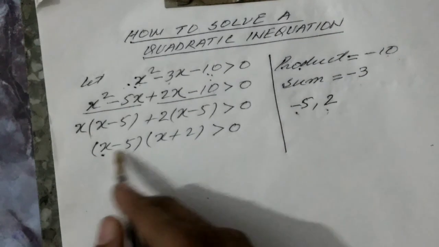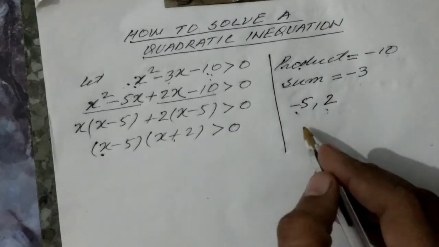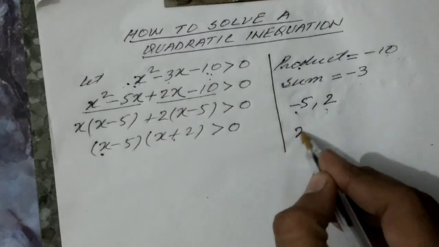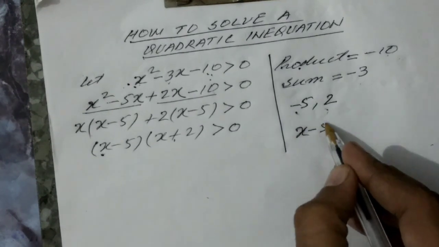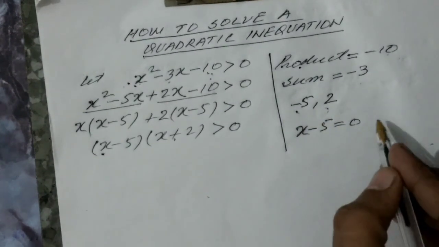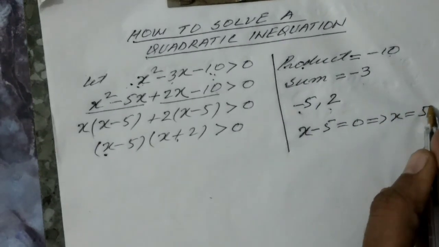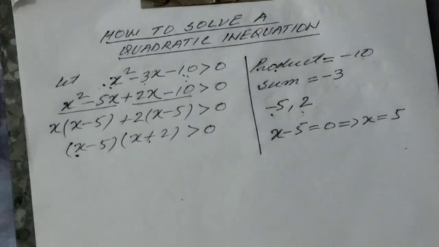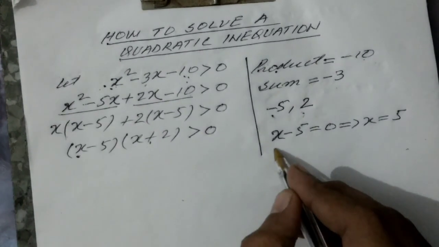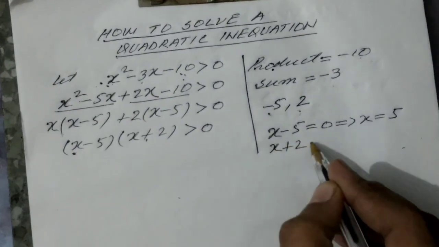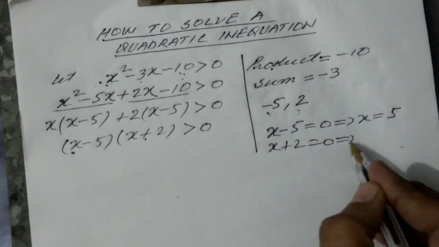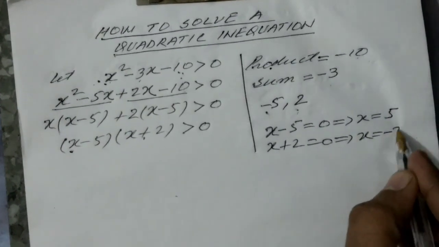Then equating these two linear binomials to 0, we find the value of x. If x - 5 = 0, then it implies that x = 5. And if x + 2 = 0, x = -2.